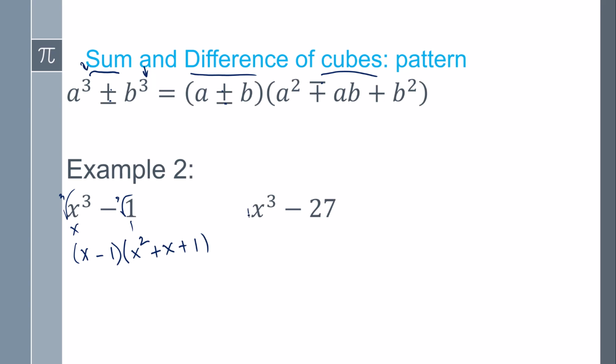Same thing here. Cube root it, you get x. Cube root it, you get 3. So I have my a, I have my b. Because it's minus, you're going to use the bottom one. So minus, plus, plus. So a minus b, a squared plus a times b, so 3 times x, and then plus b squared. And now it's factored. Now, instead of memorizing that formula, we can use a song to help us.